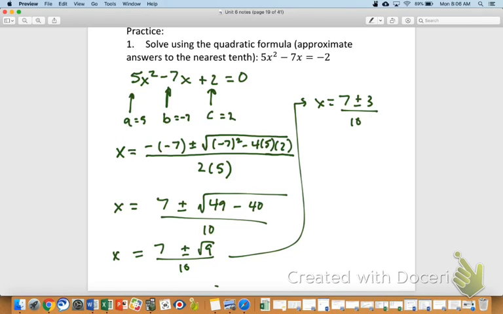It's going to work out nicely. We can keep going with this, can't we? Because 3 turned out pretty nice. So I would go 7 plus 3 over 10 or 7 minus 3 over 10. So 7 plus 3 is 10. 10 over 10 is 1. 7 minus 3 is 4. 4 over 10 is really 2/5. So I would say positive 1 would be one of our answers. X equals 2/5 would be our other answer.